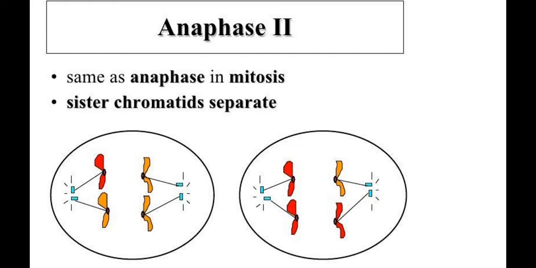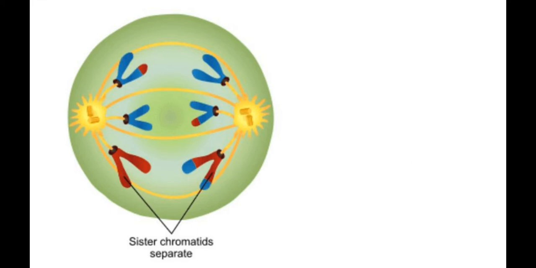So we have separation of the sister chromatids, but because there was no interphase, there was no replication of the number of chromatin fibers. We have now only half of the genetic material. So they separate, and we are getting daughter cells which are not identical to each other. So here, sister chromatids separate.